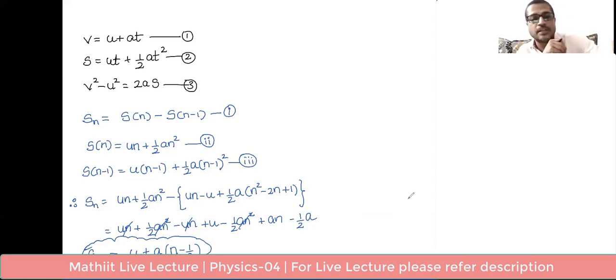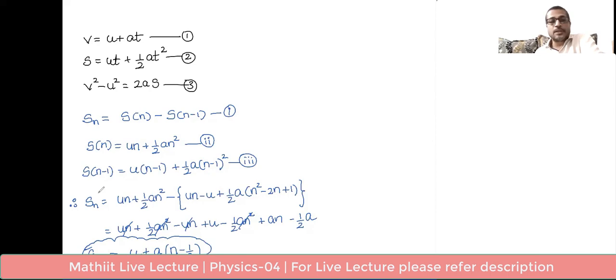Okay, so what we have done is we have taken the formula for displacement in n seconds, then taken the formula for displacement in n minus 1 seconds, subtracted one from the other, and you'll get the displacement in the nth second, like the first second or the second or the fifth second. That is what we have done.